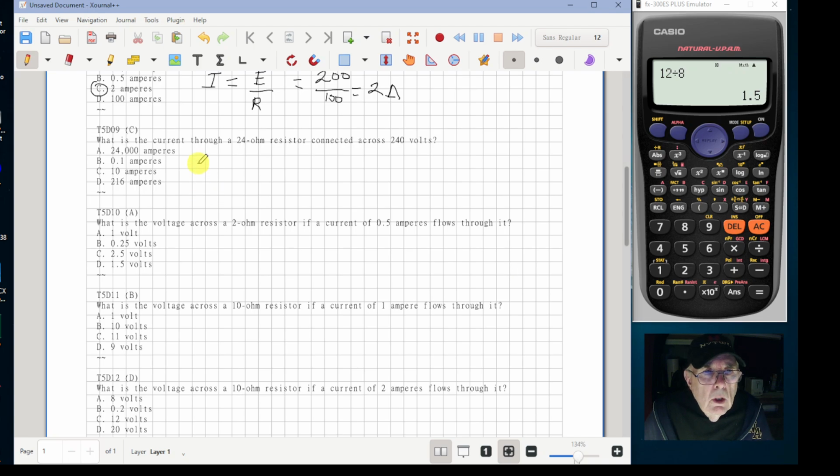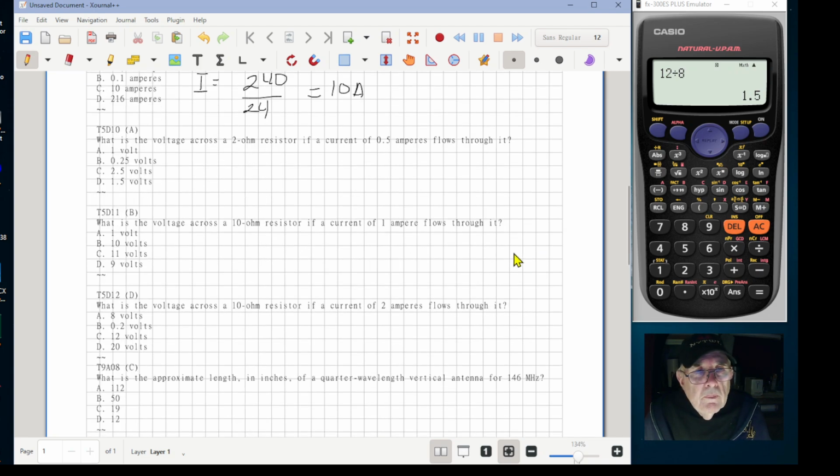Okay, what is the current through a 24 ohm resistor with 240 volts? So we have 240 volts divided by 24 ohms. And we're going to get 240 divided by 24 is 10. So it's going to be 10 amps. That better be a heavy duty circuit. 10 amps is a lot of current.